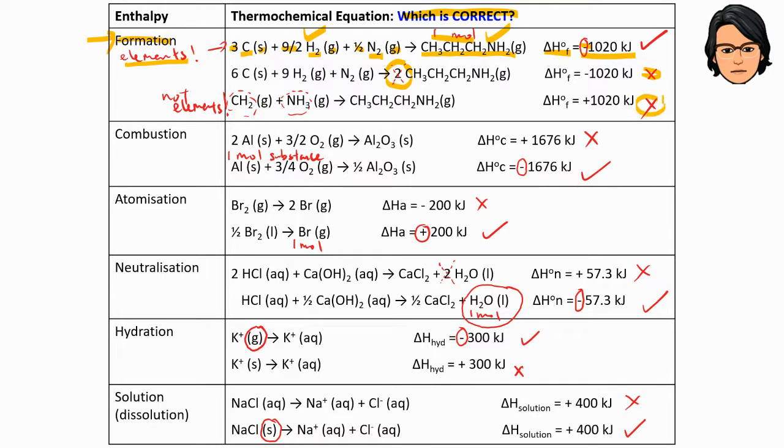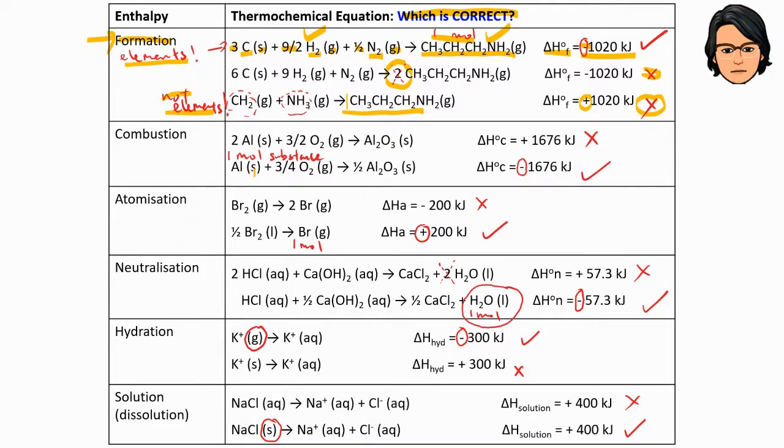The third equation is also incorrect. Why? One is because the positive sign is wrong. Another one is, although the product is 1 mole, the reactants are not elements. CH2, ammonia, they are not elements. Elements must go back to the standard ones, standard elements, breaking down into the smallest: nitrogen, hydrogen, and carbon.